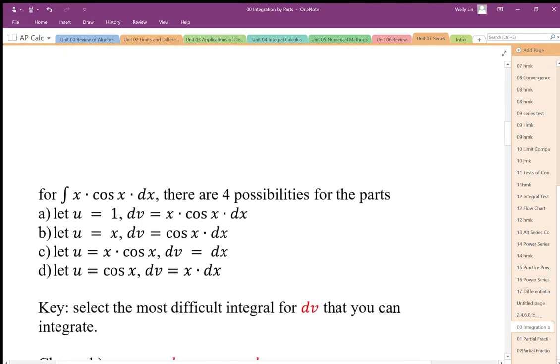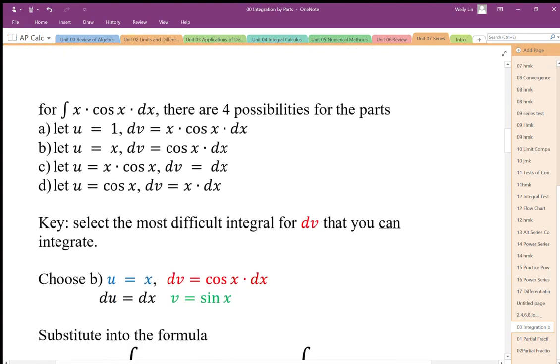There's some keys here. So how do we do this? How do we separate this into the parts? Okay, because there's lots of options. Okay, so I could let the u parts, so this is basically u dv.